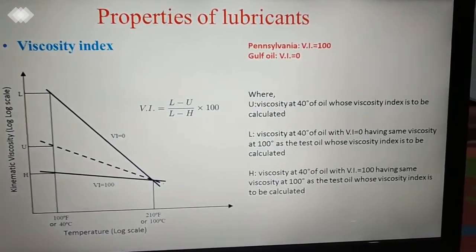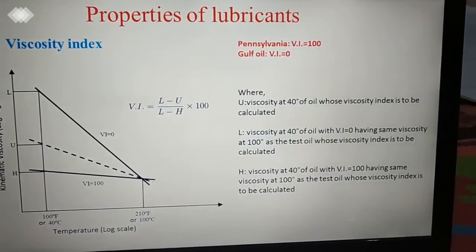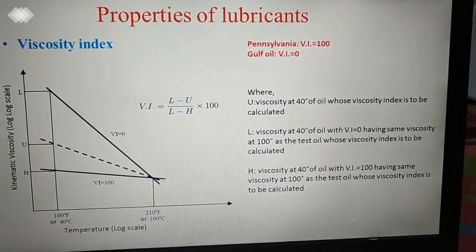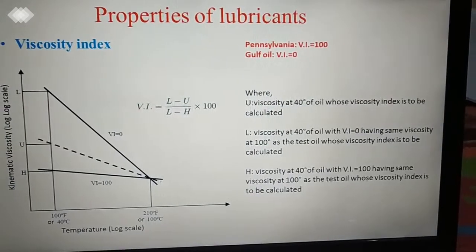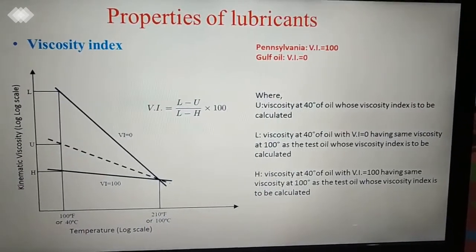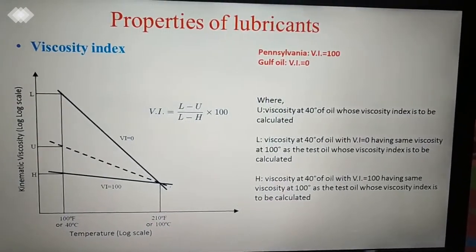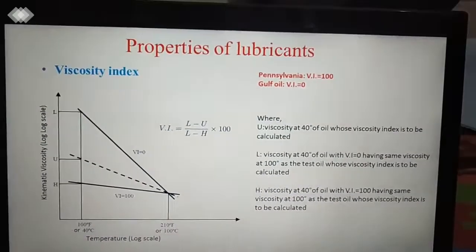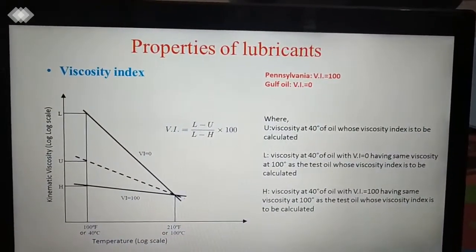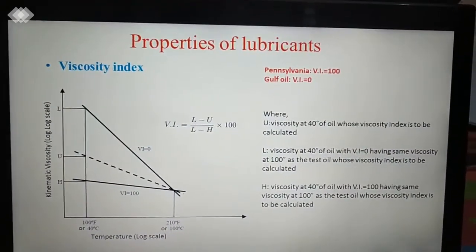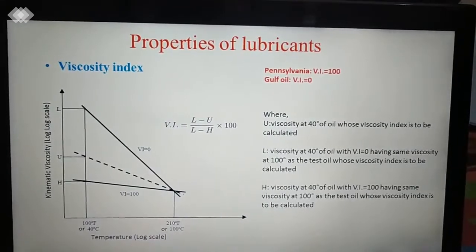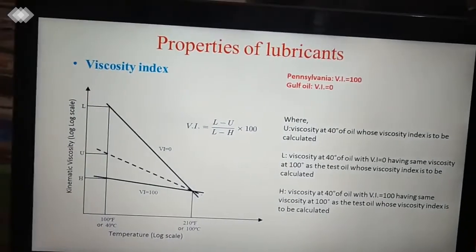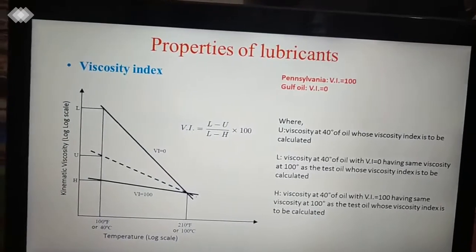So if any oil has viscosity index 80, it indicates that the oil thins out less rapidly than an oil with viscosity index 40. I hope you get the concept with this example. Viscosity index is the rate of change of viscosity with respect to temperature.